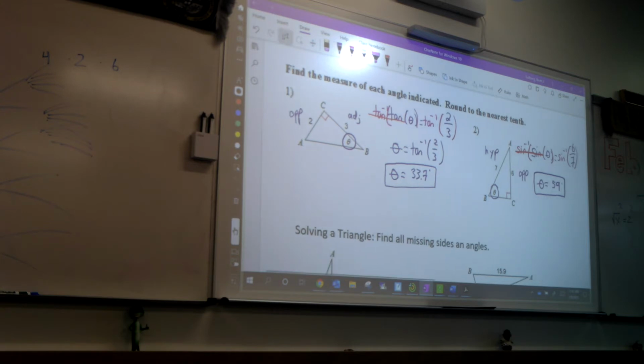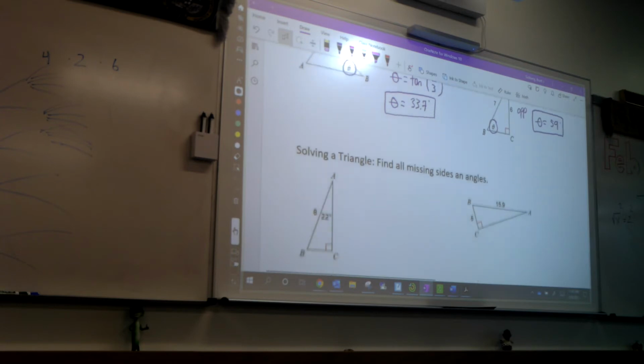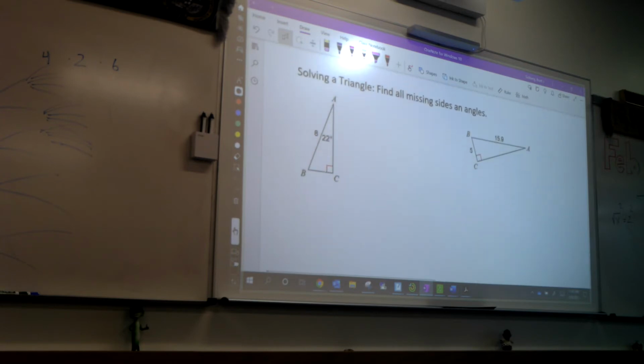Okay, so that was how you find missing angles. Now we're going to put it all together with what we call solving a triangle. When you're solving a triangle, you find all the missing sides and all the missing angles. We're going to do 2 examples because there's one of each. There's 2 types, so we're going to see that here. So, let's look at this first triangle here, and I want you to tell me what don't we know. What is missing for this triangle?